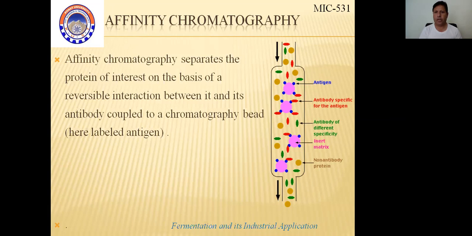So here we will use affinity chromatography: separation of proteins on the basis of reversible interactions between it and its antibody, coupled to a chromatography bead, here labeled antigen. We can see here this is the column. This is a bead which has been coated with this antigen. This is your antibody, and this is the antigen. The bead resin in the column has been coated by antigen, and it has been packed in the column now.